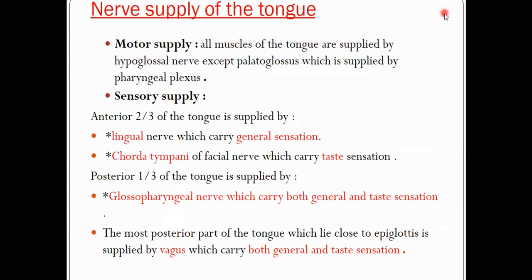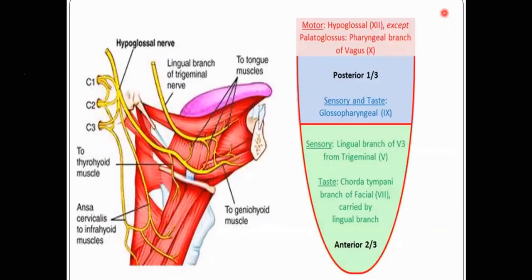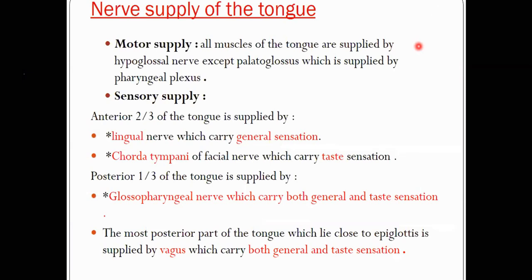Now mark this slide, very, very important, because the nerve supply has motor and sensory. Motor means all muscles, movement of the tongue, are supplied by the hypoglossal nerve, except palatoglossus muscle, which is supplied by pharyngeal plexus. Okay, so motor supply, all muscles of the tongue, extrinsic and intrinsic, are supplied by the hypoglossal nerve, except one muscle, palatoglossus, which is supplied by the pharyngeal plexus.